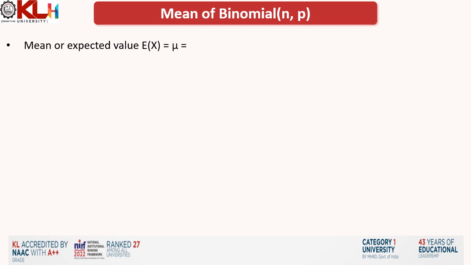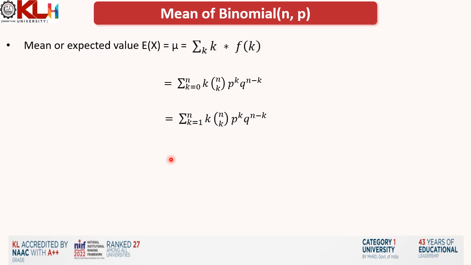Now let's look at the mean of the random variable with binomial distribution. The mean is given by this formula. Now you can substitute f of k, so k times n choose k, p to the power k times q to the power n minus k. Since for k equal to 0 this term is 0, we can change the summation to start from k equal to 1. And k times n choose k is the same as n times n minus 1 choose k minus 1.